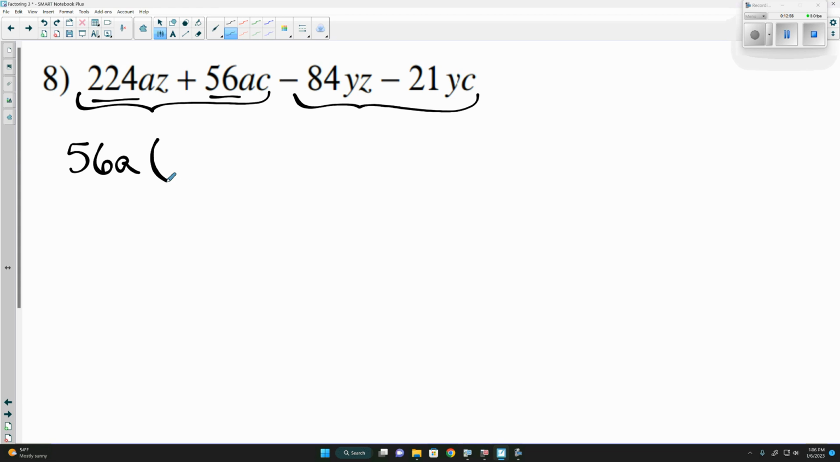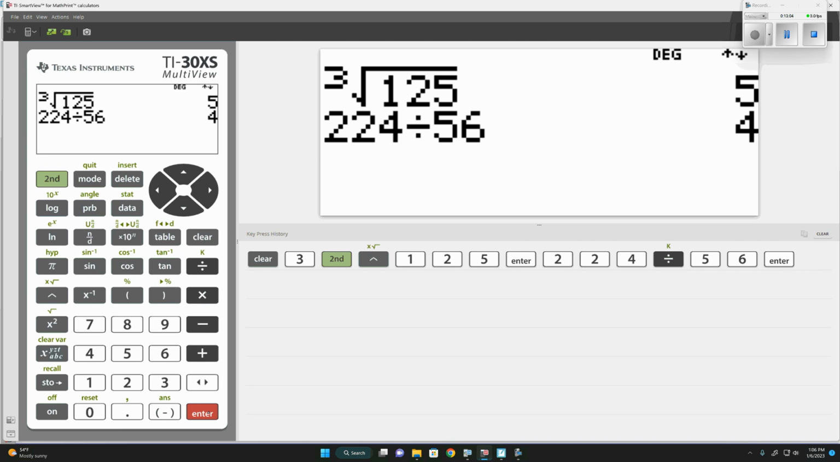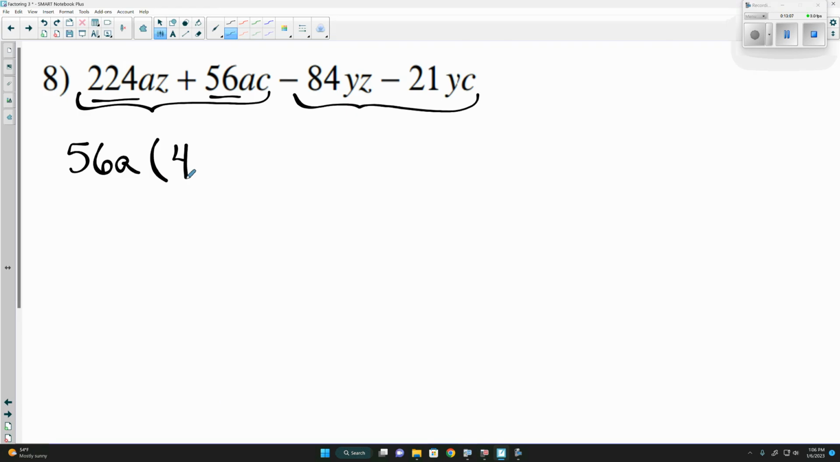Now 224 divided by 56 is 4. So that tells us that we do have 4. The a factors out completely, but we're left with z plus, well, 56 divided by 56 is 1. The a factors out completely, so all we're left with is c. Now, if the c had factored out also, we would have just written plus 1. Because if something factors out completely, everything is gone. All we have left is 1.